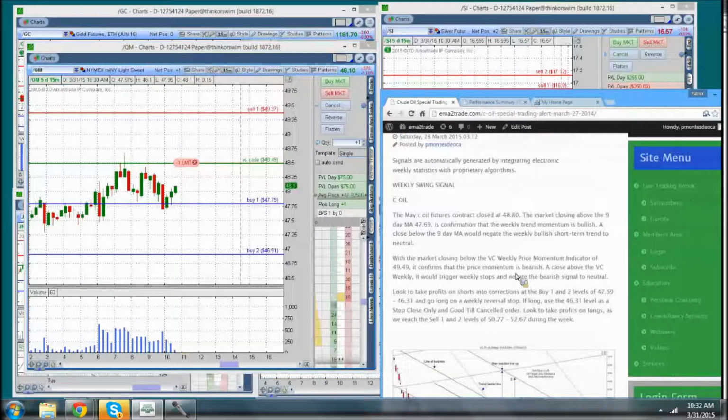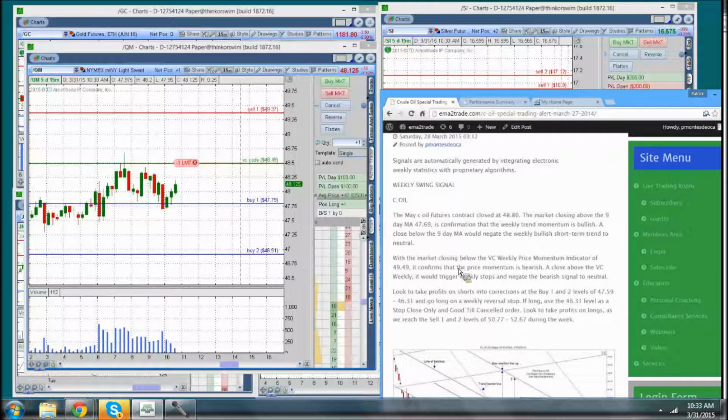The May crude oil futures contract closed last Friday at 48.80, and the market closing above the 9-day moving average of 47.69 is confirmation that the weekly trend momentum is bullish. We use the 9-day moving average to give us an indication of the trend. Above is bullish, below is bearish, and in this case closing above it is bullish. But it also tells you that if it does close below the 9-day moving average, this bullish signal would be negated to neutral. So it gives you an alternate count.